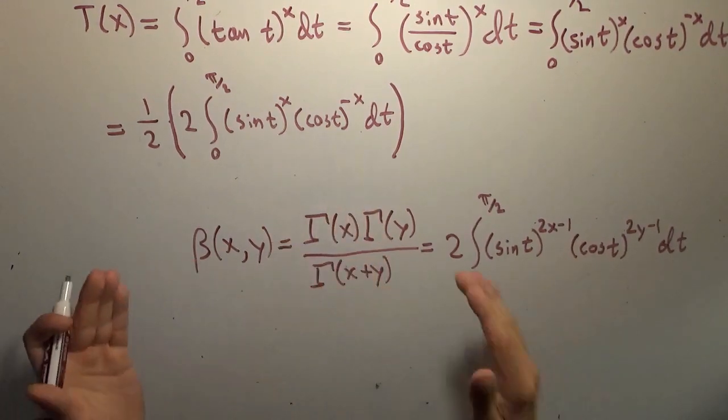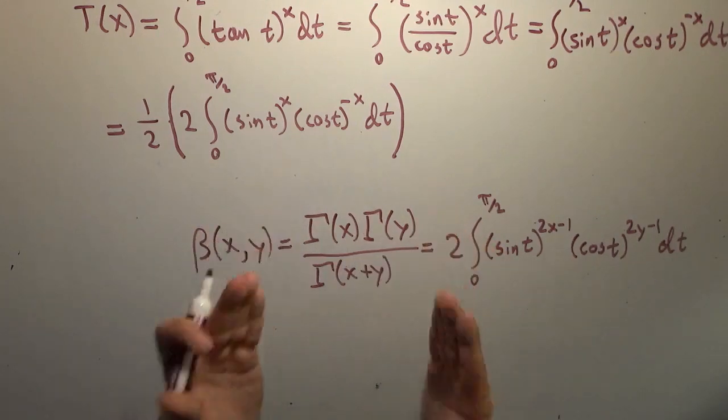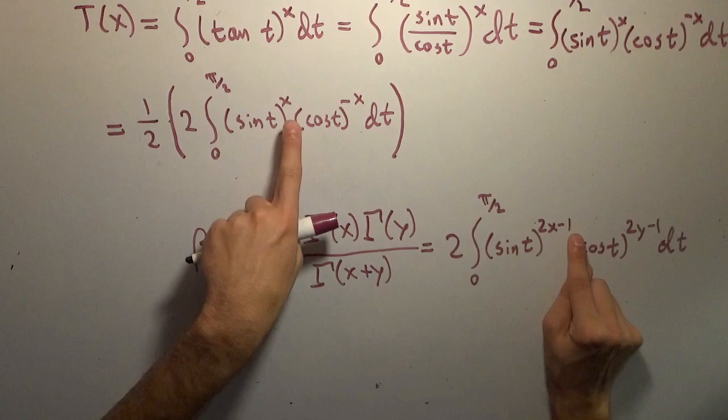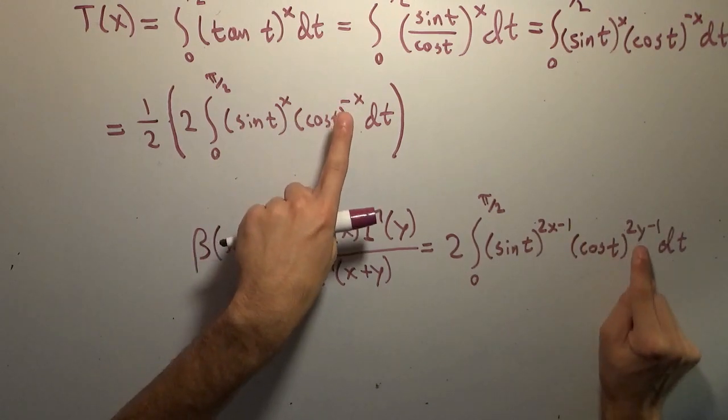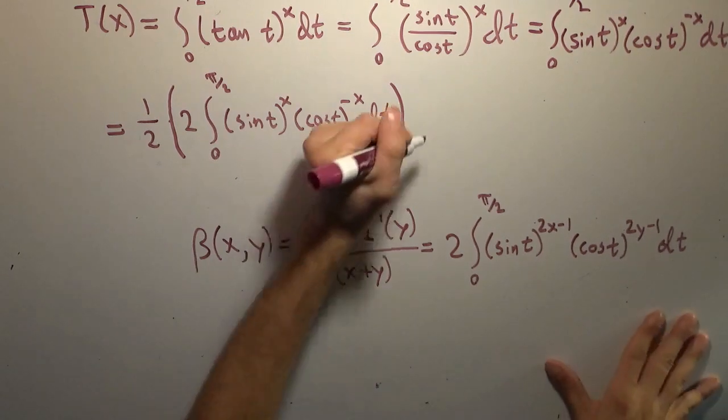So if we want to write this in terms of the beta function, and therefore the gamma function, we simply need to be able to write x as 2 times something minus 1, and write negative x as 2 times something minus 1, and then we can represent it using the beta function. And that's not too difficult.